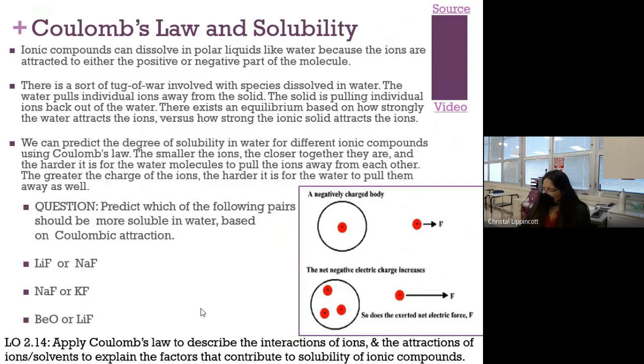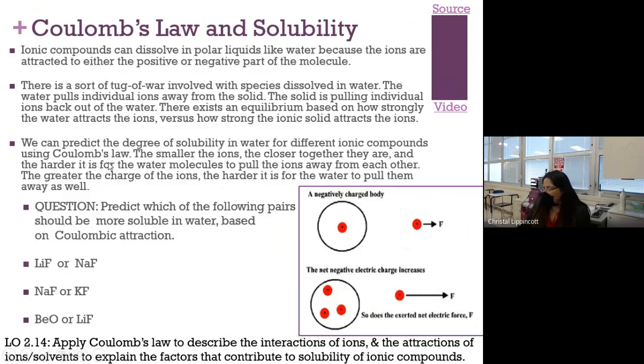All right. Coulomb's law then. We've got ionic compounds that can dissolve in polar liquids like water. The ions are attracted to either the positive or the negative part of the molecule. There's kind of this tug of war going on. The solid is pulling individual ions back out of the water where it exists in equilibrium based on how strongly that's attracted. We can predict the degree of solubility for different compounds using Coulomb's law.